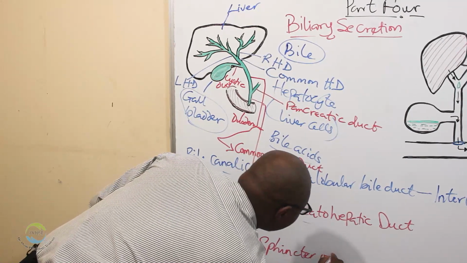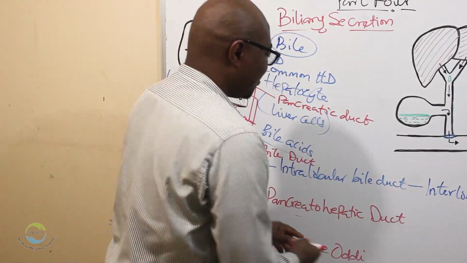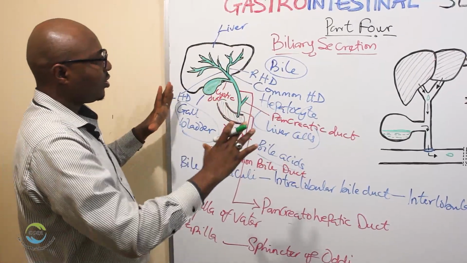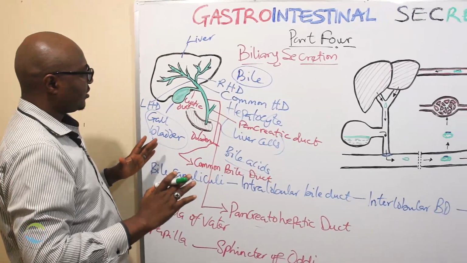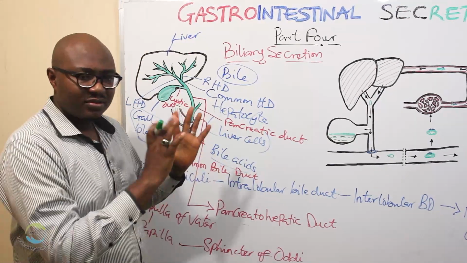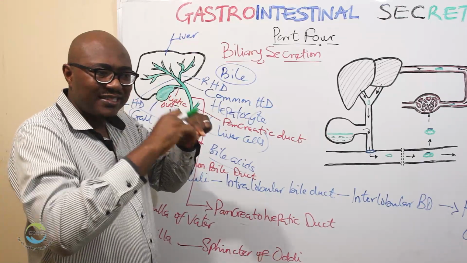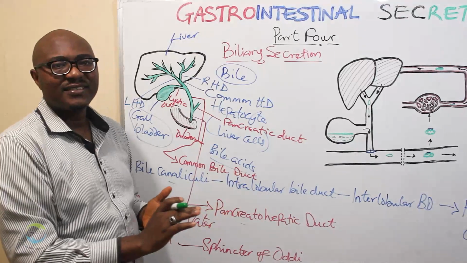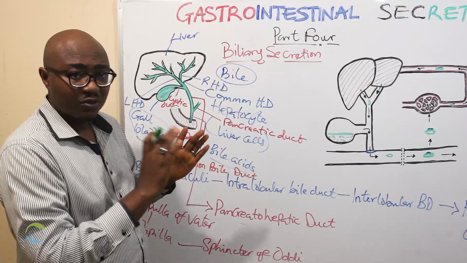Sphincter of Oddi. So this is what you need to know about the functional anatomy of the biliary tree. Okay? So now we've known about the functional anatomy. The next thing is to ask yourself, what does this bile contain? Because when you know what it contains, it can guide you to know the functions.